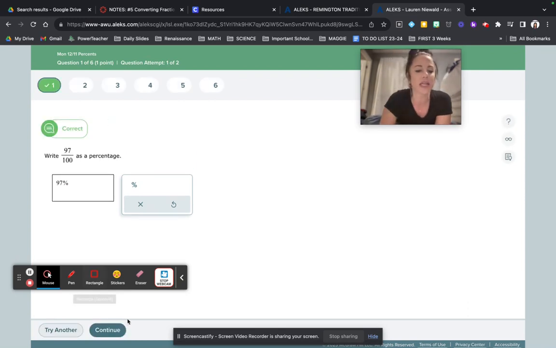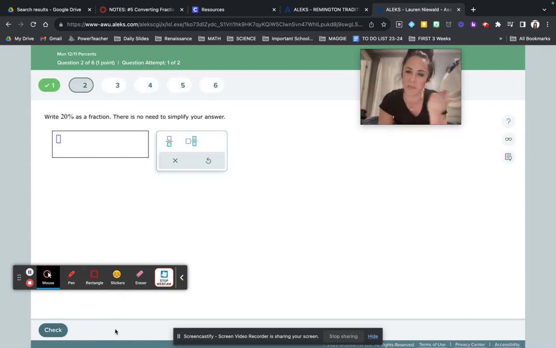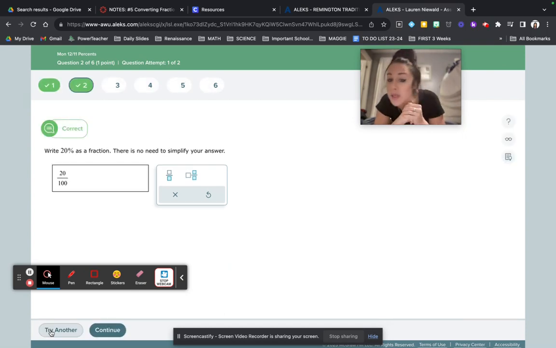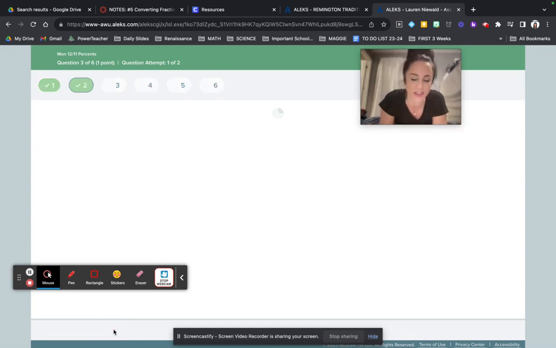Okay. So here's another question. This is kind of working backwards now. So now we start with our percent, 20%. We want to write it as a fraction. We don't need to simplify it. Well, a percent means out of 100, right? And whatever the number is goes over 100. So literally, the fraction is going to be 20 over 100. Okay. So whatever the number is, it's over 100. If it is 3%, it's 3 over 100, right? Okay. Moving on, because I think those are pretty darn easy.